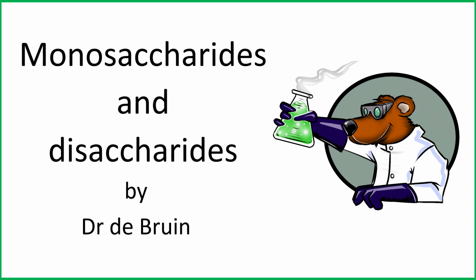This video is a summary of the first part of the carbohydrates topic for A-level biology. In this, we're just going to look at carbohydrates in general and the monosaccharides and disaccharides. There's a separate video for looking at the polysaccharides.